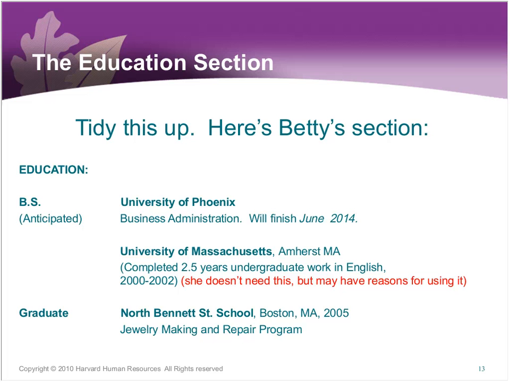And then she's got a date in there, anticipated date of completion. University of Massachusetts, notice that there's information here about dates and when she completed this. You don't necessarily have to put that in there. You often only will see people putting the institution that they actually graduated from with their degree. So the University of Massachusetts is optional if you want to use it. And then we've got some information about additional training that she's gotten at the North Bennett School.